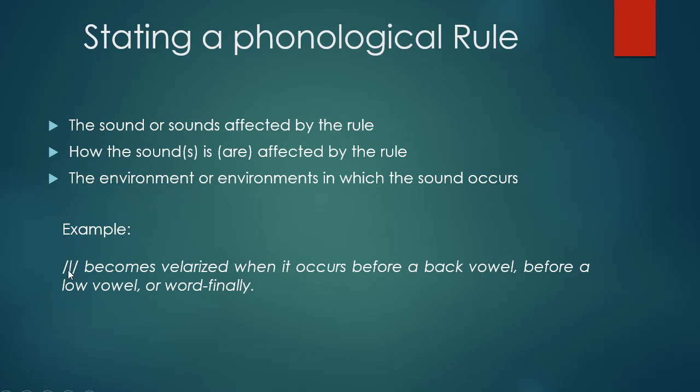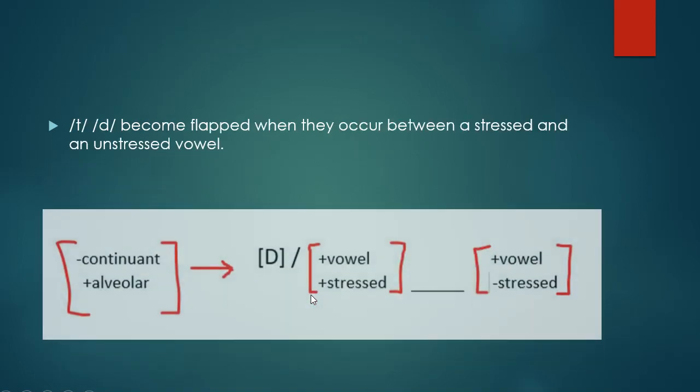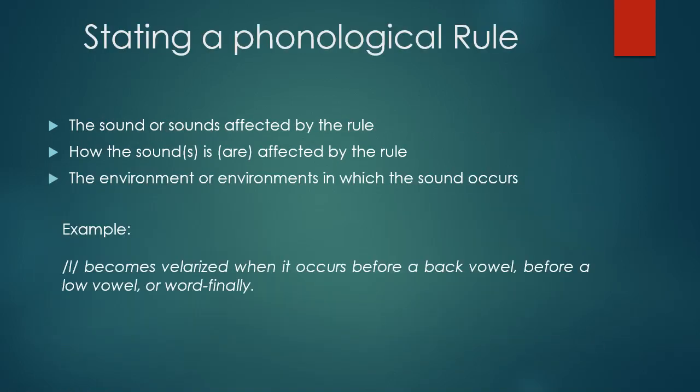So, for example, of a rule, we have this one: L, or lateral, becomes velarized when it occurs before a back vowel, before a low vowel, or word finally. So this is the rule of velarization, right? Do you remember that rule? That lateral, the L sound, becomes velarized when it occurs before a back vowel, before a low vowel, or word finally.